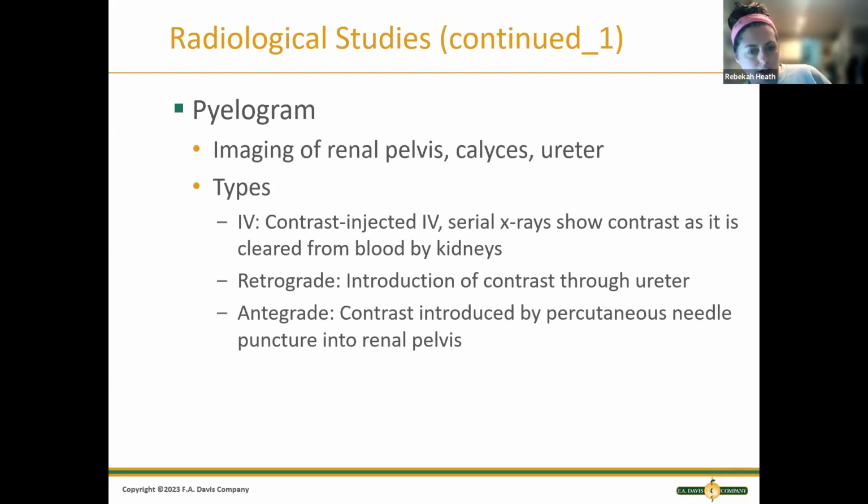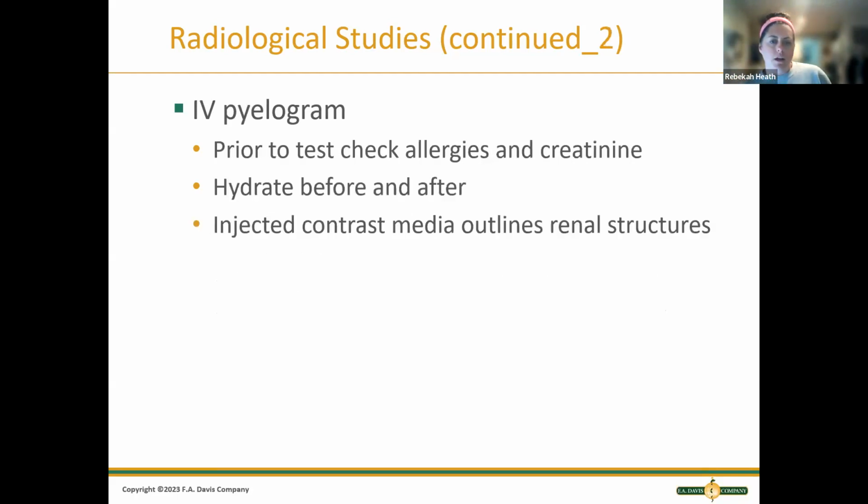A retrograde pyelogram is where they will insert a catheter, kind of like a Foley catheter, through the ureter, and they'll insert some contrast up through the kidneys. Antegrade pyelogram, where they put a needle in and puncture the kidneys, and they'll actually just directly inject some contrast in there. With the IV pyelogram, that's probably a lot more common than the other ones.